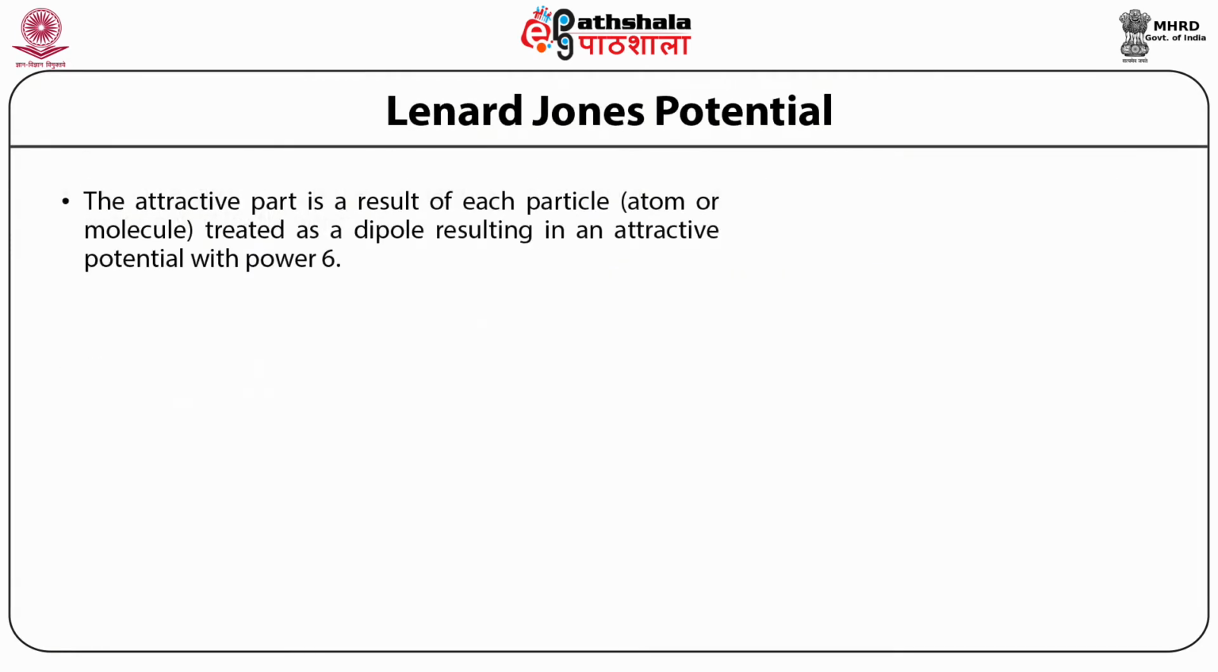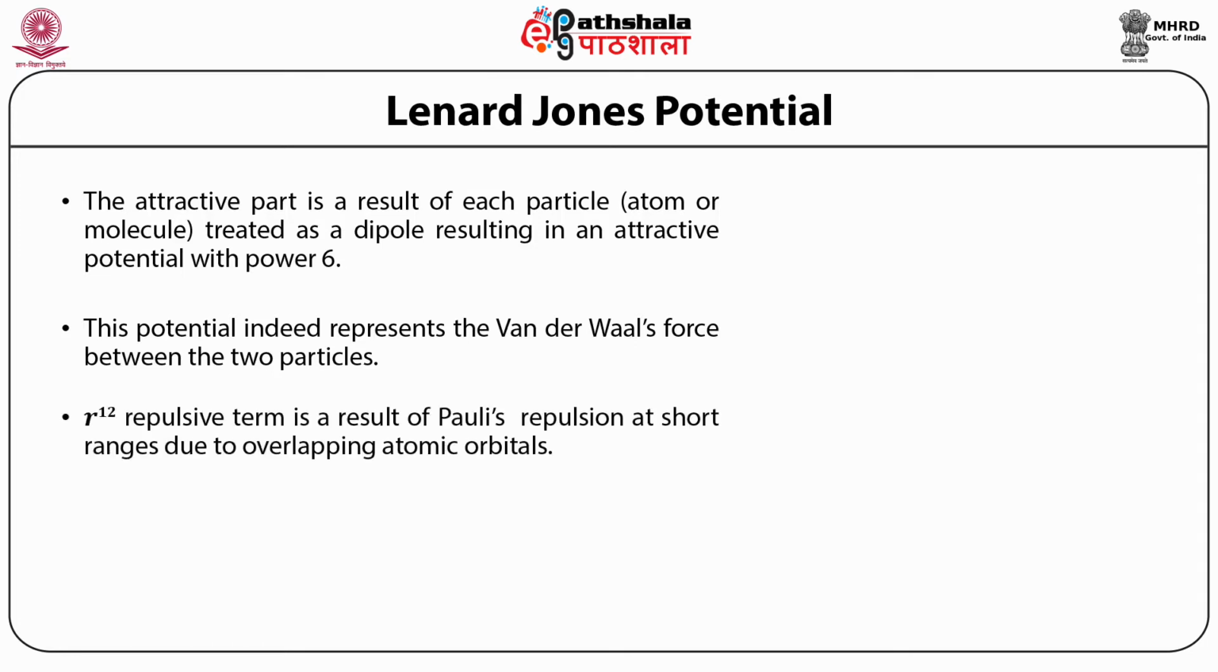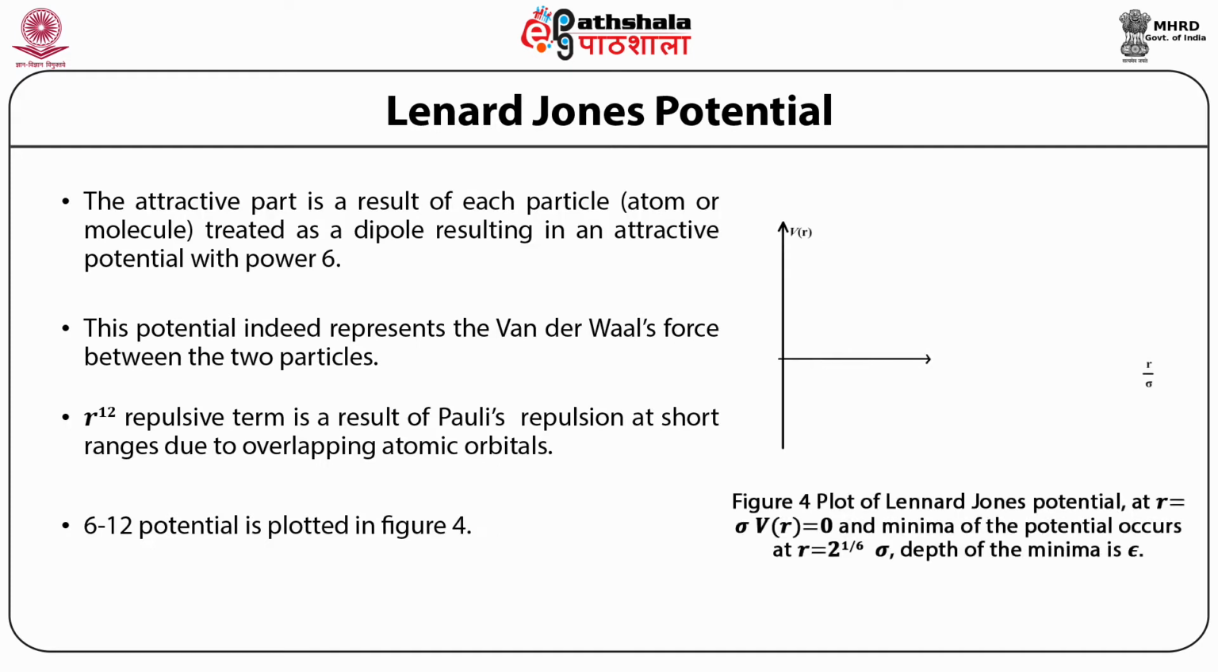The attractive part is a result of each particle, that is atom or molecule, treated as a dipole, resulting in an attractive potential with power 6. This potential indeed represents the van der Waals force between the two particles. The r raised to power 12 repulsive term is a result of Pauli's repulsion at short ranges due to overlapping atomic orbitals. The 6-12 potential is plotted in figure 4. One can see that the minimum of the potential occurs at r equal to 2 raised to power 1/6 times sigma and the depth of the minimum is epsilon.